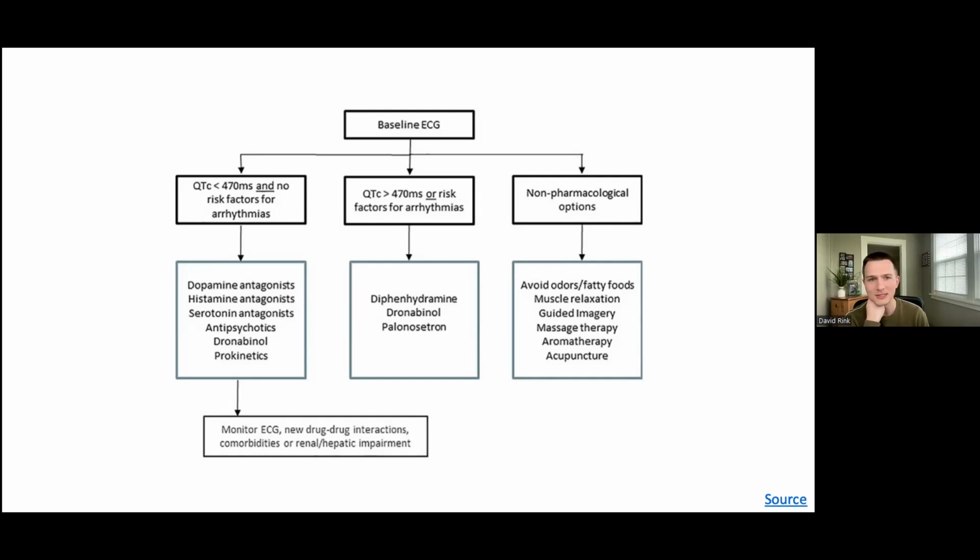In addition to, like we discussed, there is evidence for aromatherapy with isopropyl alcohol and some of those other non-pharmacologic mechanisms. We do have it. Great.